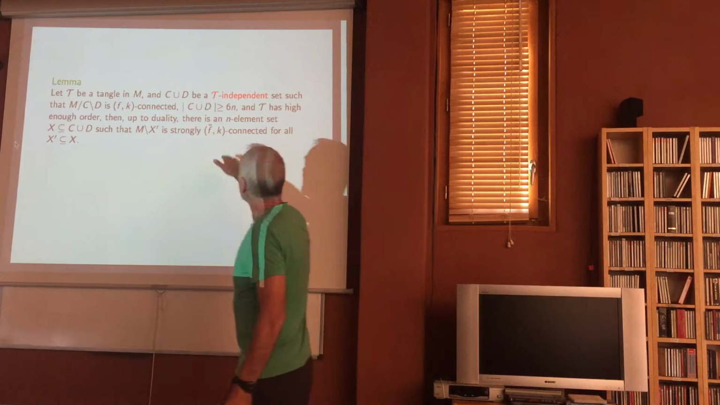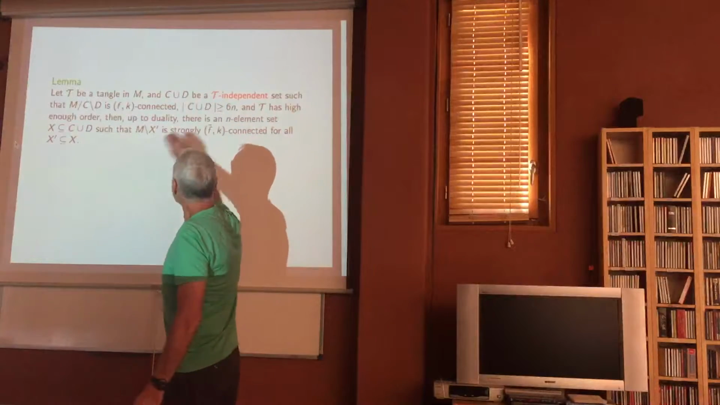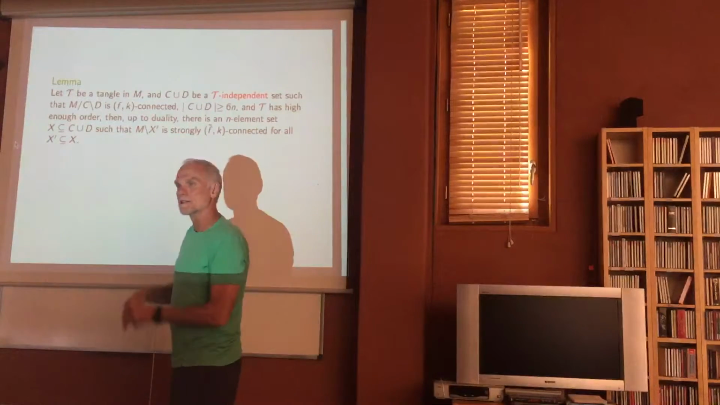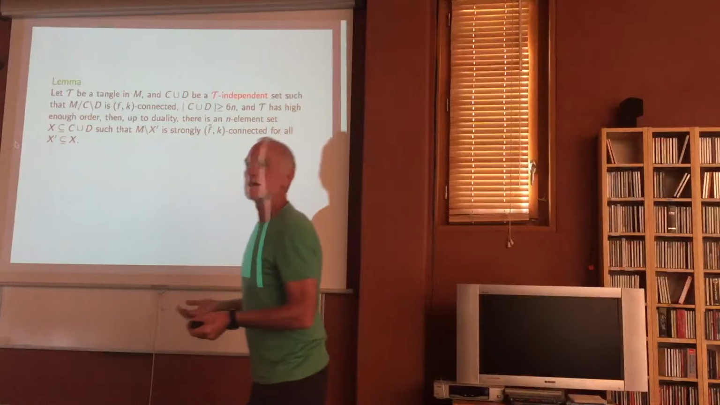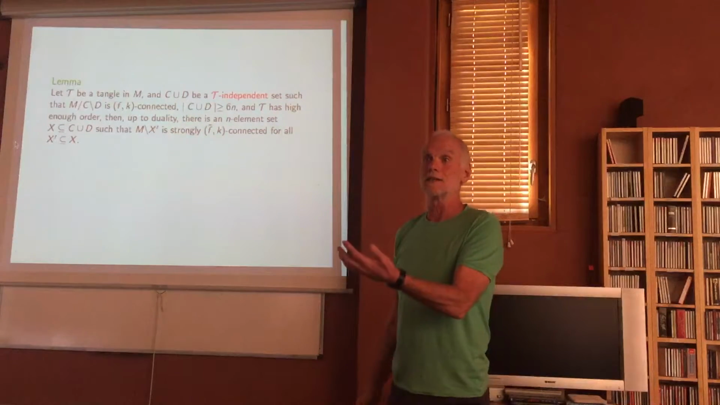So here I've removed a bunch of stuff. This tangle is in the original matroid. When I've removed it, now I'm in this minor, and I've got this lower-order tangle. The order of that tangle in the minor has to be sufficiently high for me to say stuff.